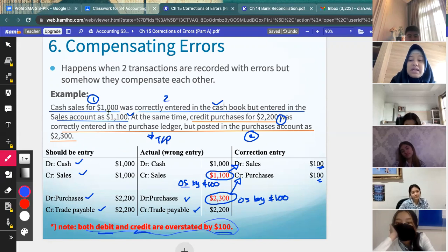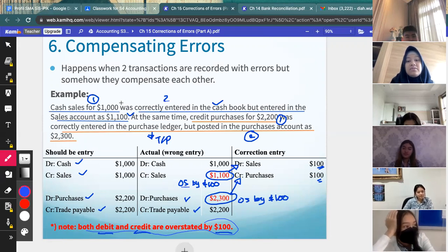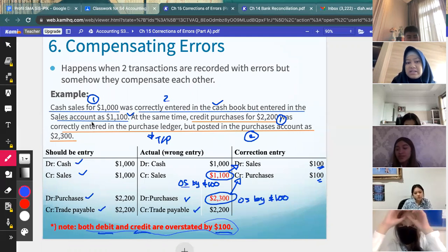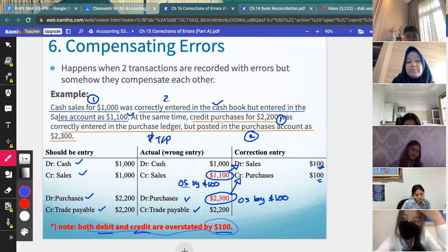But once again, pay attention to the sentence. Always cut the sentence into two and try to solve it one by one. Do not swallow all the sentence all together because it will be confusing. Okay, once again, if you see compensating errors, the transactions will be longer. They will give you almost one paragraph of transactions like this, because there are two different transactions and each transaction creates an error. So you have to solve it one by one.